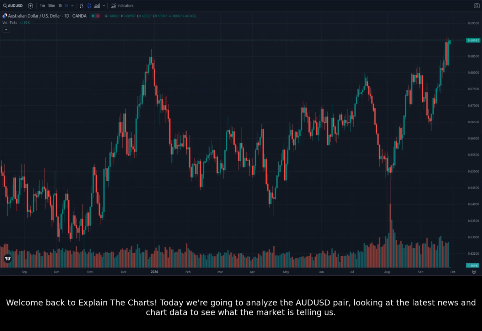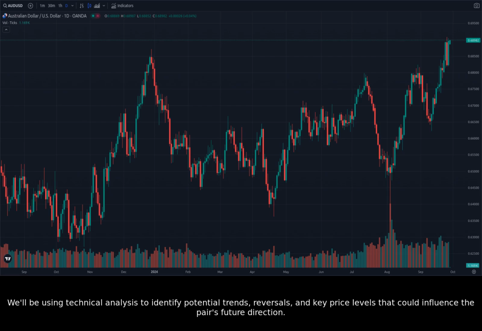Today we're going to analyze the AUDUSD pair, looking at the latest news and chart data to see what the market is telling us. We'll be using technical analysis to identify potential trends, reversals, and key price levels that could influence the pair's future direction.